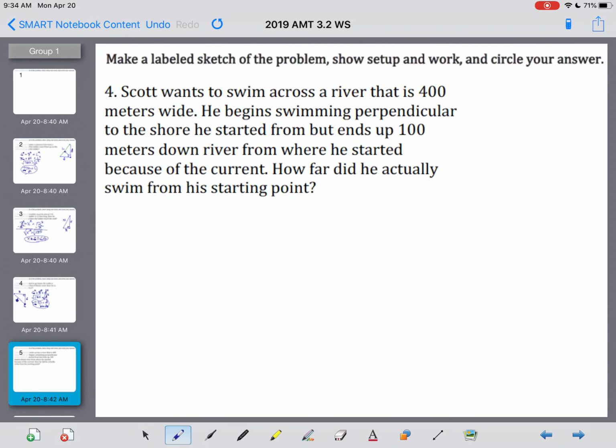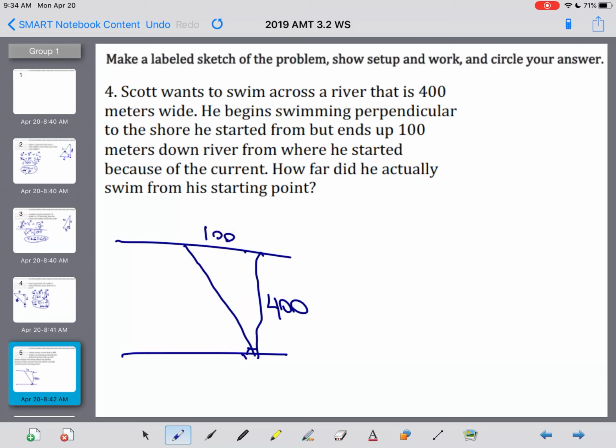Scott wants to swim across a river that is 400 meters wide. Ooh, that's dangerous. He begins swimming perpendicular to the shore he started from, but ends up 100 meters downriver from where he started because of the current. So here's my river. Shore here, shore here. It's 400 meters across. Okay. He starts swimming at a right angle, but he ends up 100 meters downstream. So how far did he actually swim?